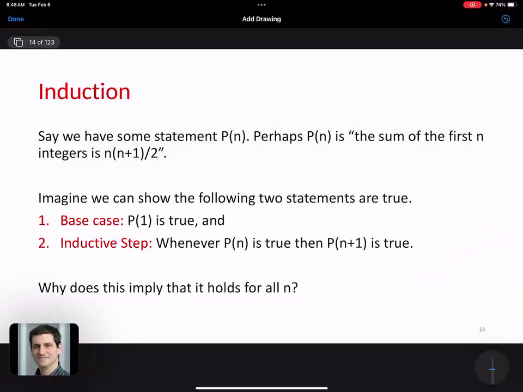Okay, so again, why is this going to work? Well, we have two pieces of information. We have P1 is true. We know the starting value is true. And we know whenever Pn is true, Pn plus 1 is true. Note that this is not saying that we've proven Pn is true. We're assuming Pn is true. And we're showing that if Pn happens to be true, imagine you knew P 1000 is true, then we would know immediately P 1001 is true.